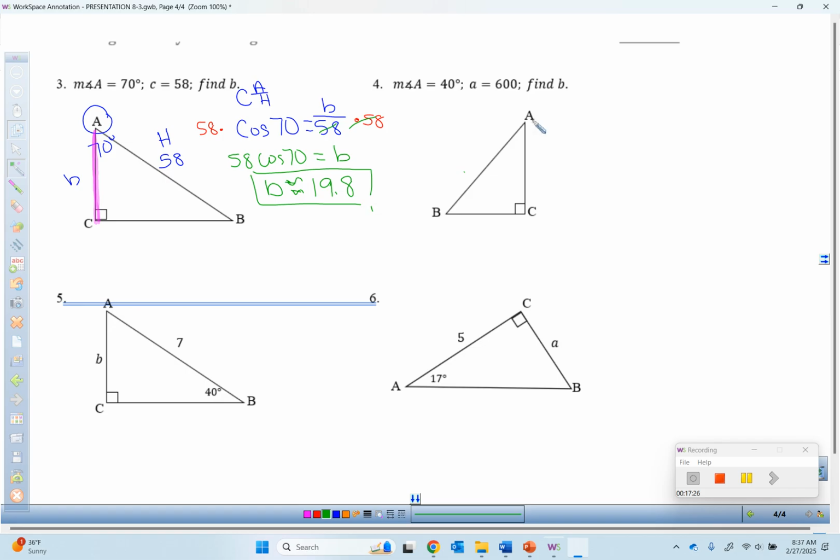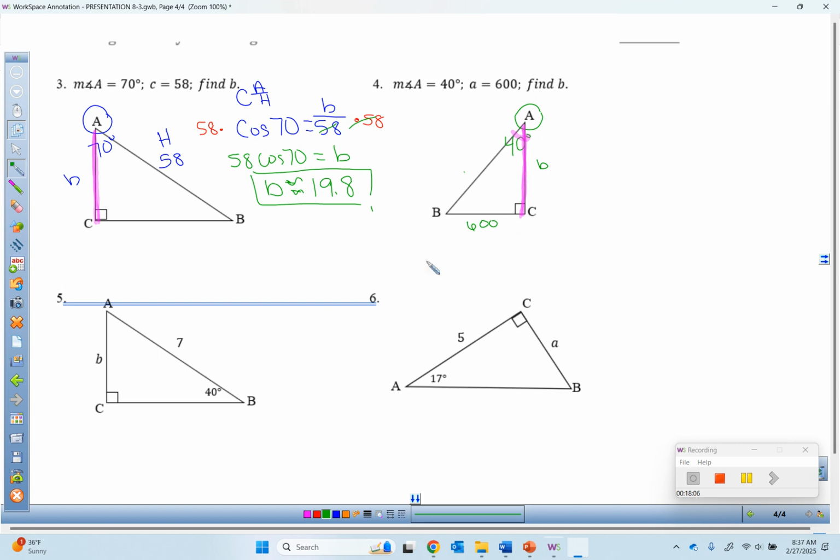It's telling me the measure of angle A is 40 degrees. Little a, which is across from big A, is 600. It wants me to find little b, which is over here. Is little b opposite or adjacent to this 40 degrees? Is it touching this angle or not touching? Touching. Okay, so that is adjacent.